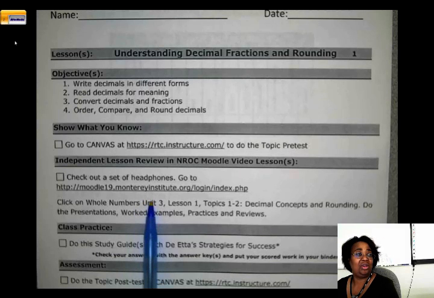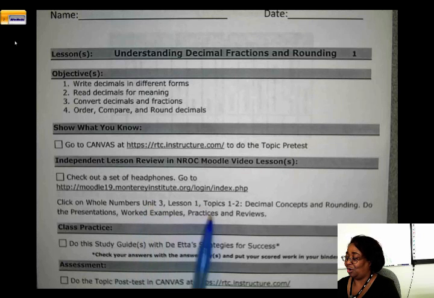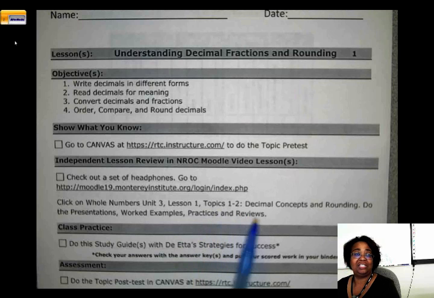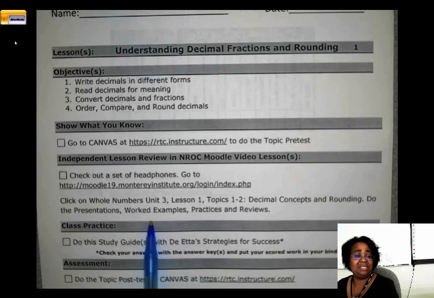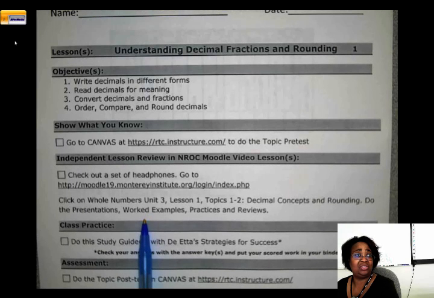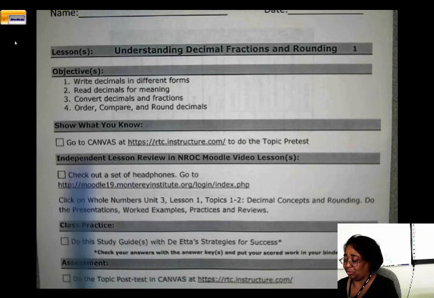But you can also go to our Moodle class where you logged on and had your ID that I told you to write down, because I don't know what your ID and password is, and do Unit 3, Lesson 1, Topics 1 and 2 for decimals and rounding if you want some additional explanation. This is independent study. You don't have to go there if you understand what we studied today already. But if you just want to do some additional study, this is independent work that's optional.